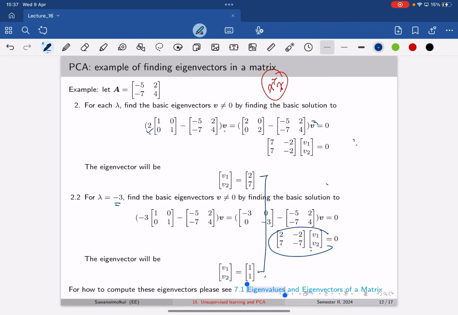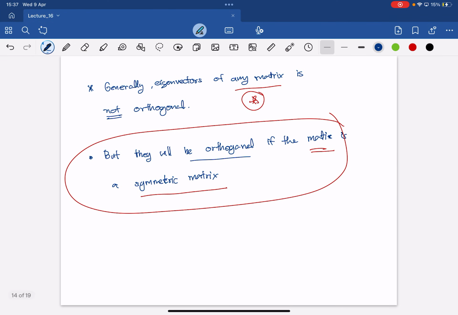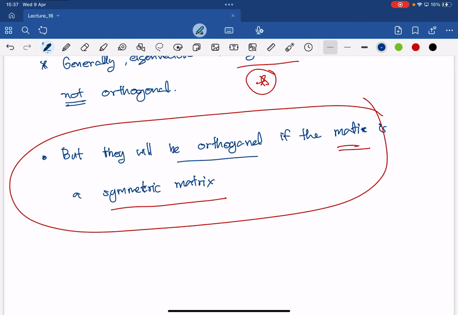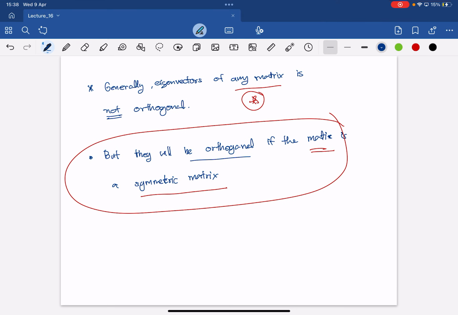Okay, go back. Anyway, for me, this is just a recap for the class in the morning that generally the eigenvectors of any matrix are not orthogonal, but for a matrix that is symmetric, they are orthogonal. Just to recap, because a lot of people would get confused from this step onward.